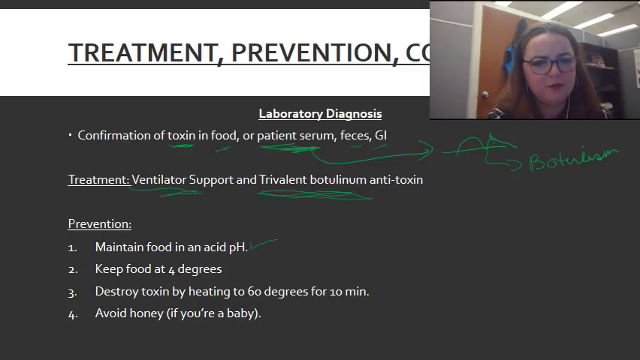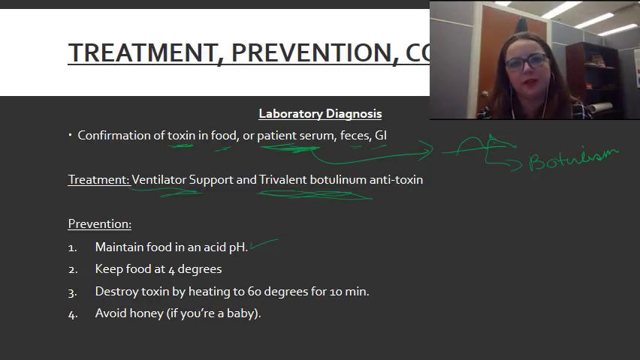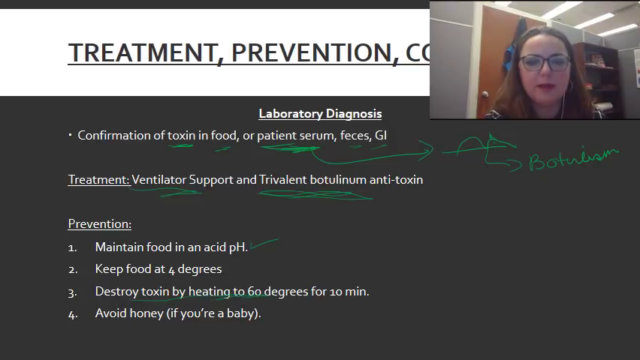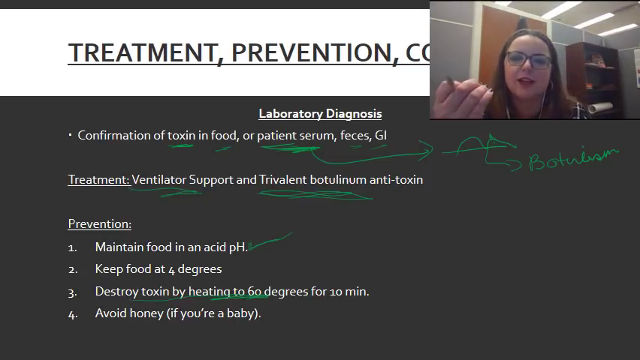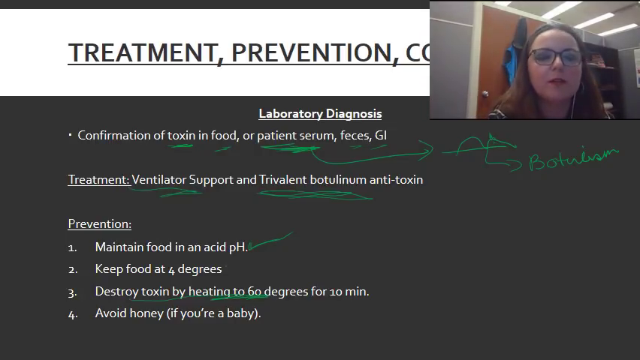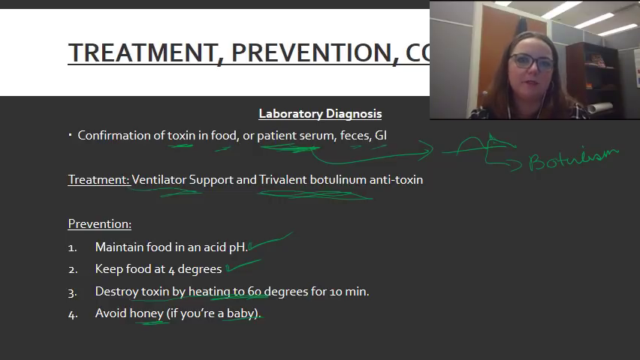So first off, maintain food in an acid pH. If you are going to can those green beans, make sure first that you destroy the toxin by heating it to 60 degrees for 10 minutes before you eat. If you can't do that, maybe spray some lemon juice onto those green beans while you're canning, or something else that's going to create a nice acid pH that's going to get rid of that. You want to store food properly, so keeping food at 4 degrees. And if you're a baby, avoid honey, because it's been known in the past, especially some of that fresh local honey, to have some spores in it, which could lead to vegetative growth.